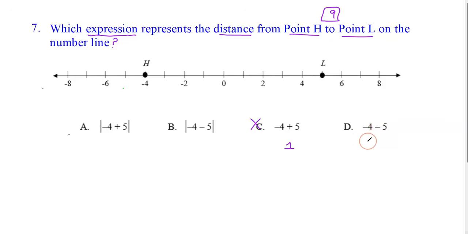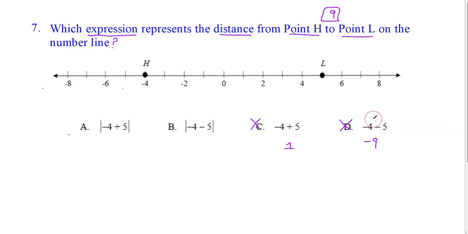-4 minus 5. Hopefully you know that's -9. That's close, but I need to get out a positive 9. So D cannot be my answer. Now, at this point, if you're running out of time, you can guess A or B. You have a better chance of guessing.